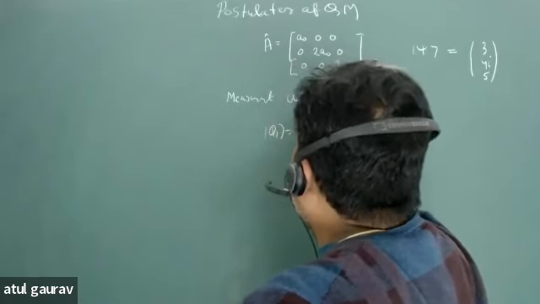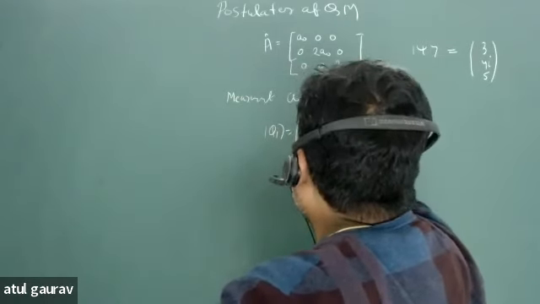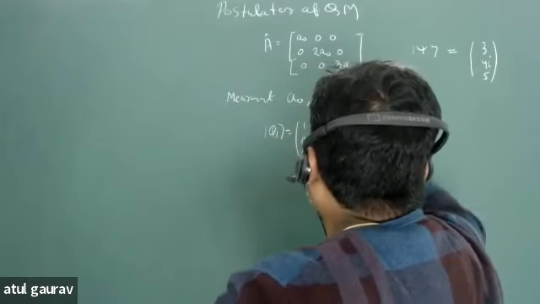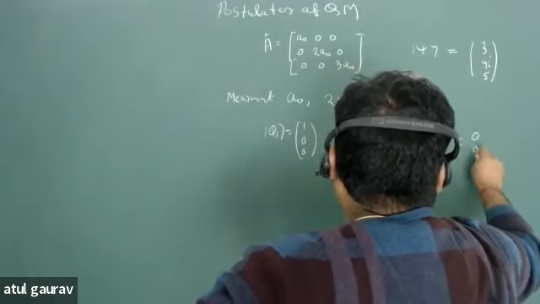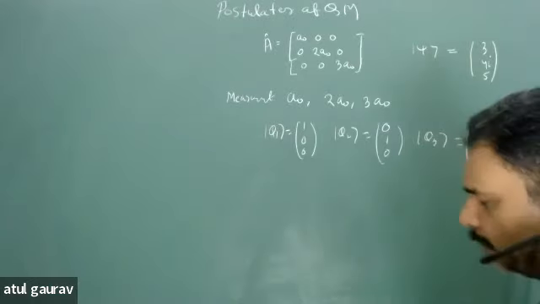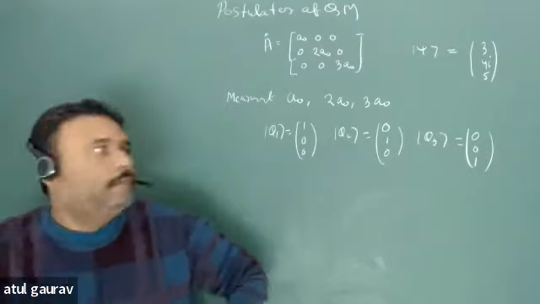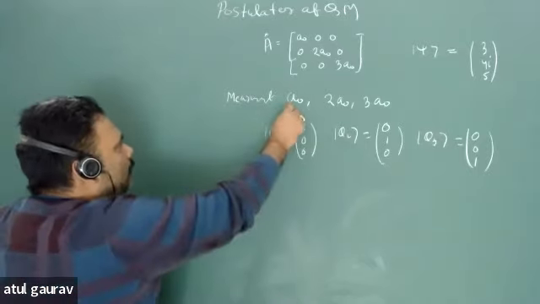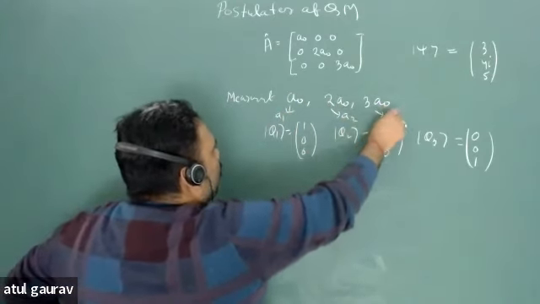Let's say this is phi 1. What will this value be? 1 0 0. Very good. What will be phi 2? 0 1 0. What will be phi 3? 0 0 1. Exactly. Now we have to calculate the probability associated with this particular measurement. So what will be the probability of measurement of A1? Let's say this is A1, this is A2, and this is A3.